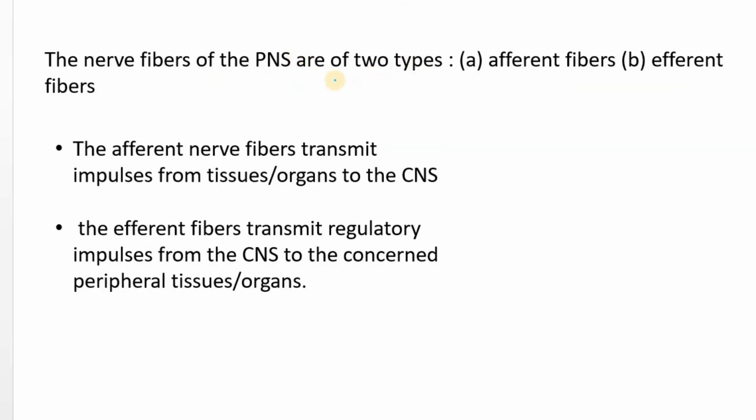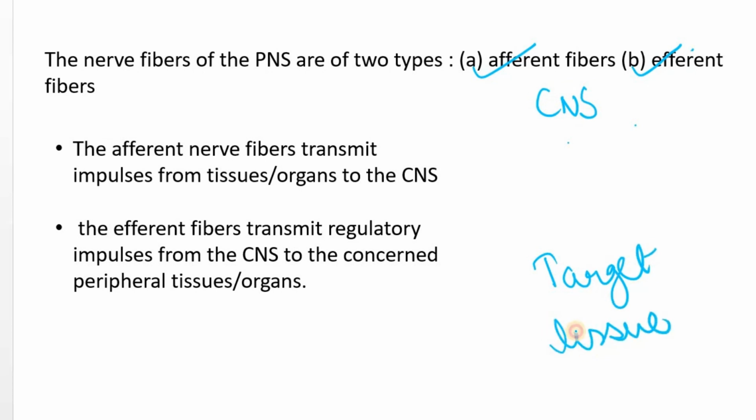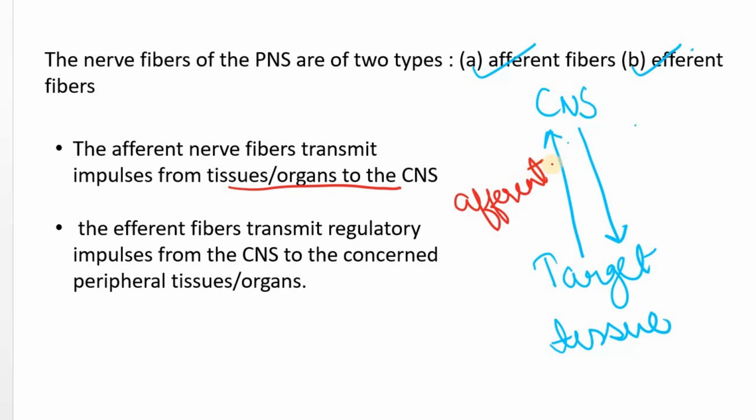तो जो हमारा peripheral nervous system है, इसमें दो तरह के nerve fibers present होते हैं, the afferent nerve fibers and the efferent nerve fibers. तो हमारी बॉडी में जो impulses generate होते हैं, these travel from the CNS to the target tissue or from the target tissue to the CNS. The nerve fibers which are associated with the transfer of impulses from the tissue to the CNS are the afferent nerve fibers. And the nerve fibers that transfer the signal or the impulse from the CNS to the target tissue are the efferent nerve fibers.